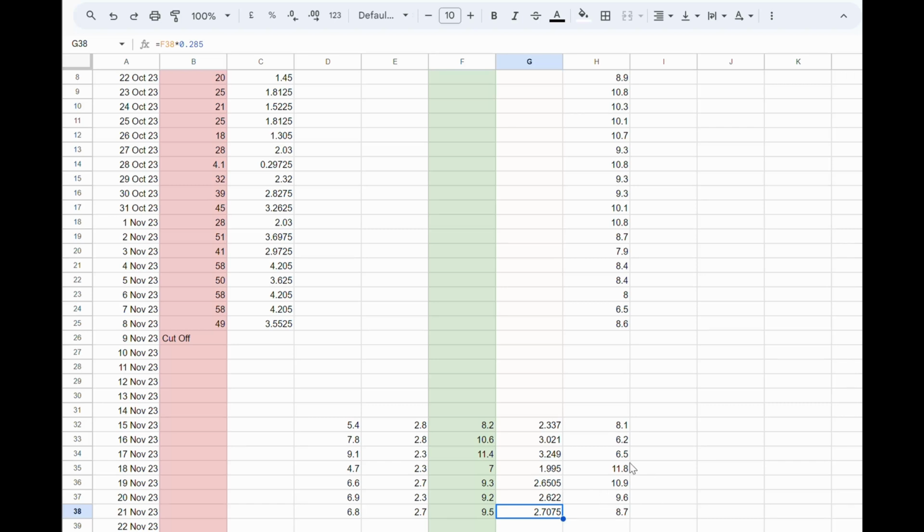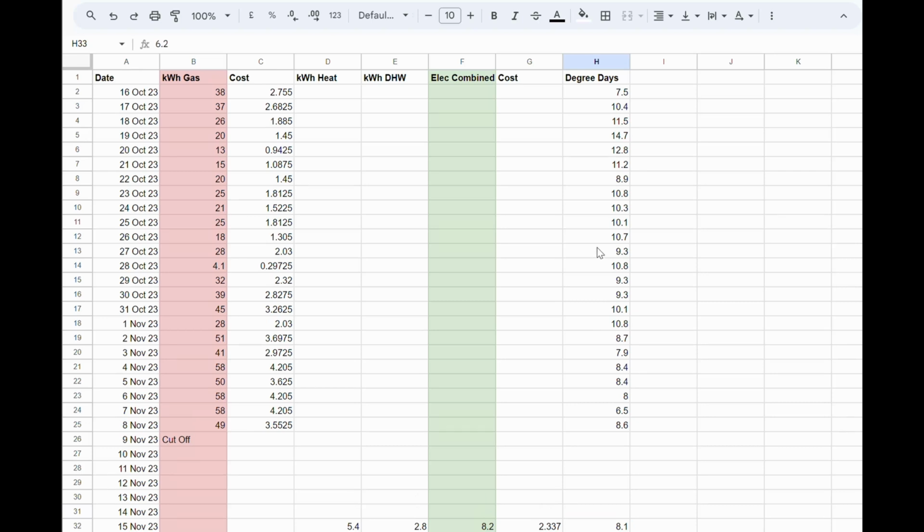Let's have a little look here at something a little bit colder. What's the coldest? 6.5, which on gas cost us £4.20. Oh, I've got 6.5 here: £3.25. So again, saving about £1 per day.